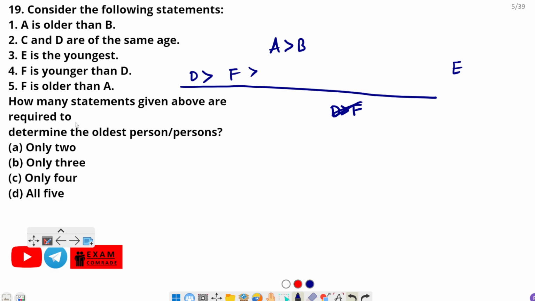So what is asked? How many statements are given and are required to determine the oldest person? Okay, so I think we need to use all the statements to conclude that D is the eldest person. So all 5 are required. Okay, so all 5 statements are required.